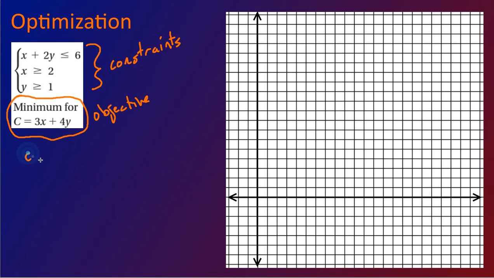So this would come in if I wanted to minimize, say, a cost if I was running a business, or perhaps a profit. Maybe I want to maximize my profit if I'm running a business. So this first one I'm going to do by graphing. So I'll take that first constraint and I'll go ahead and solve it for y.